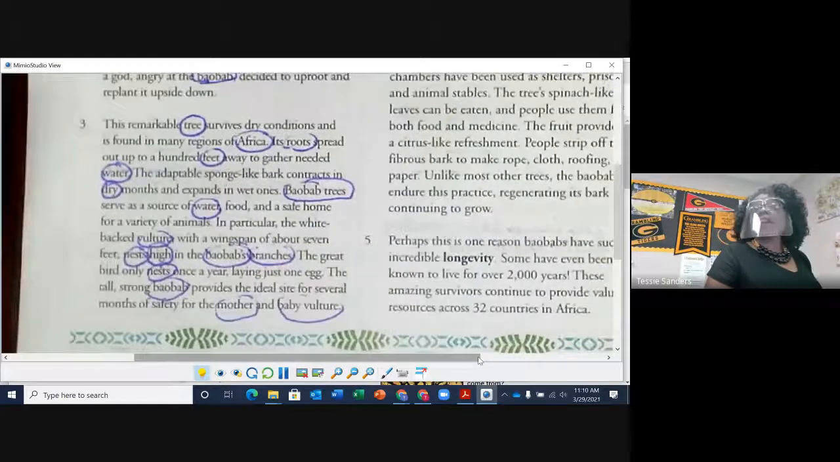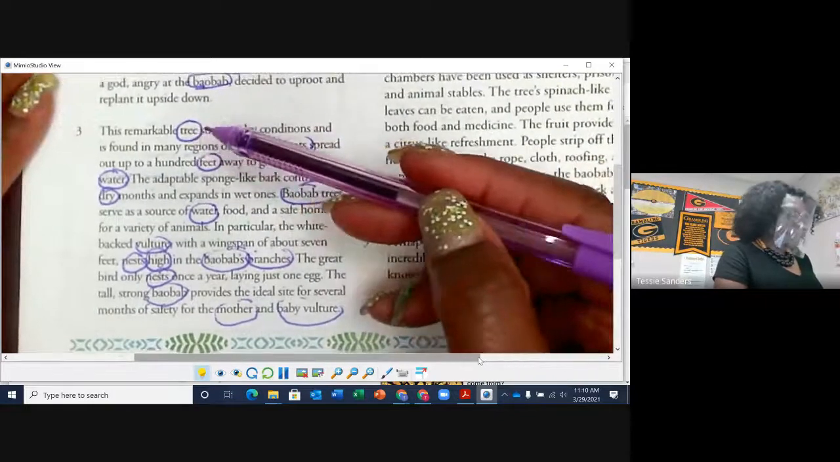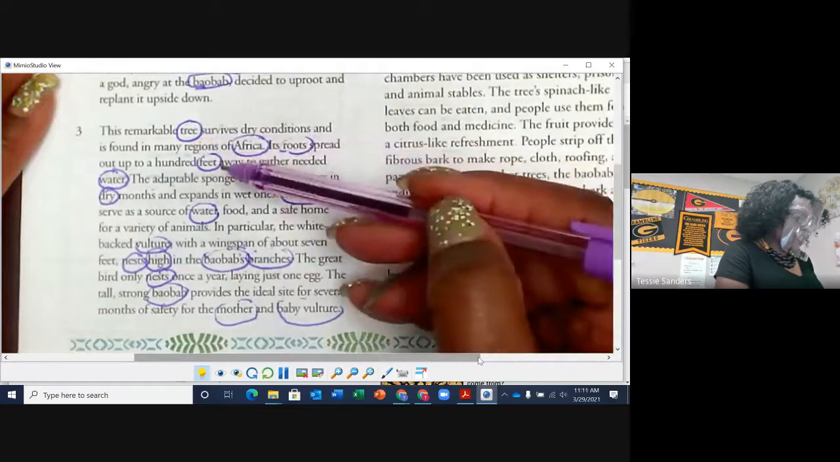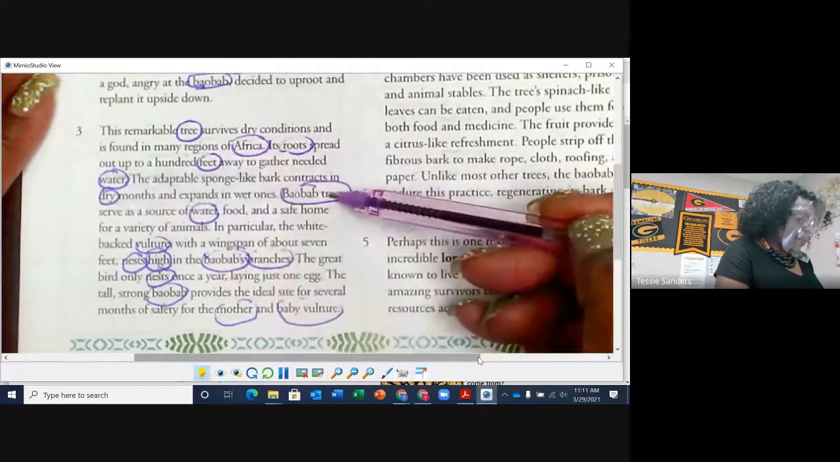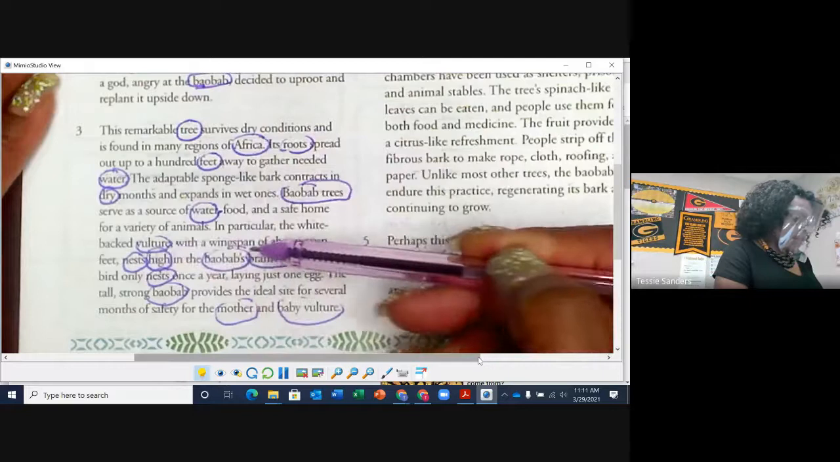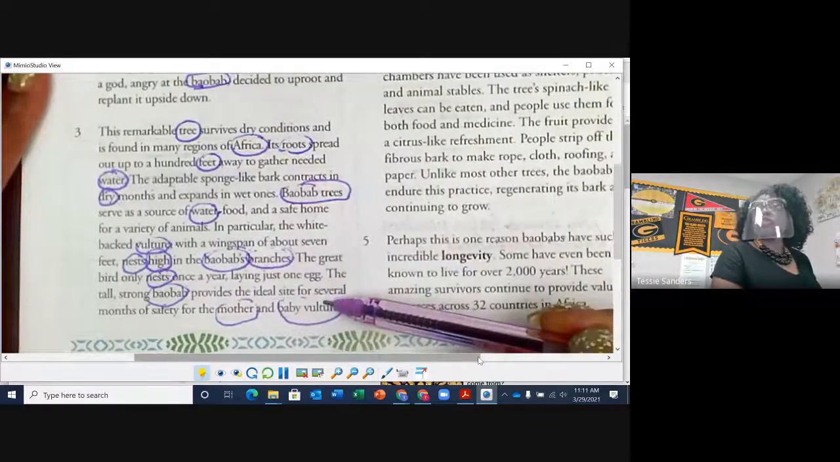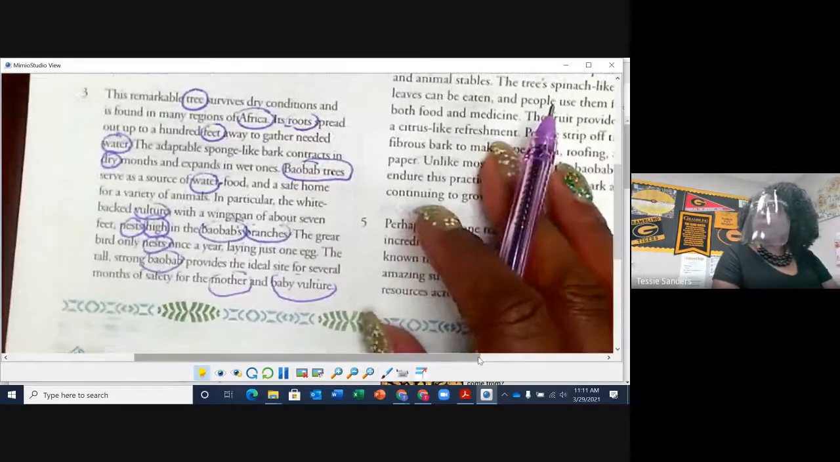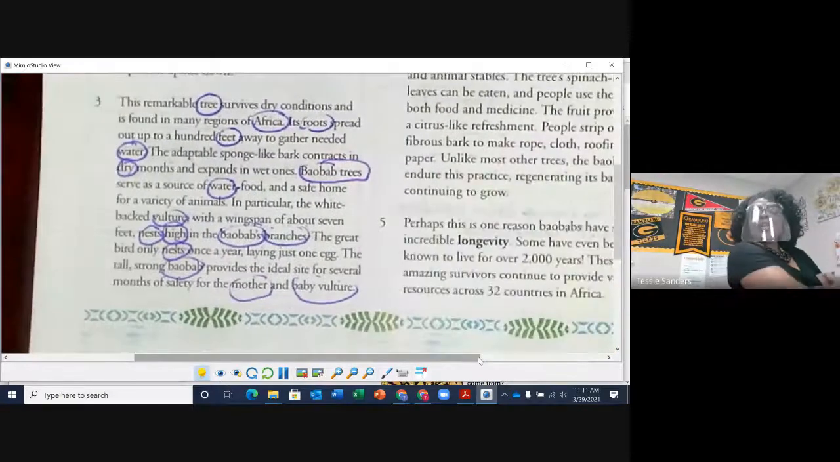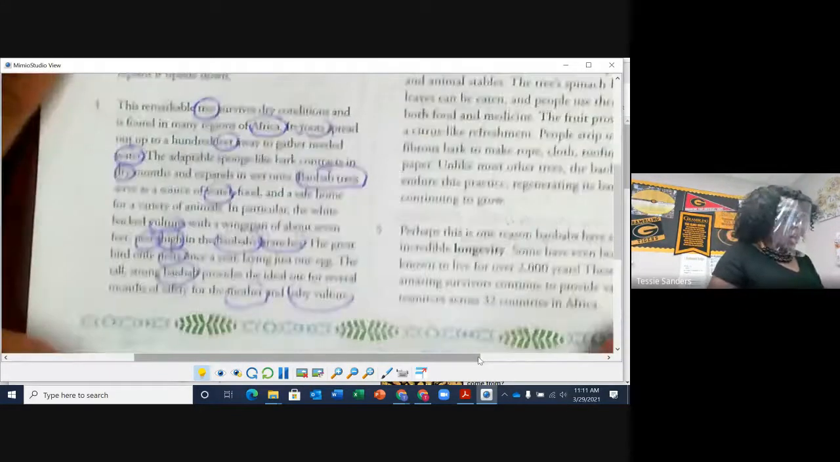So look at paragraph 3. Let's take a look at what we've circled. Tree. Africa. Roots. Feet. Water. Dry. Baobab trees. Water. Vulture. Nests high. Baobab's branches. Nests. Baobab. Mother. Baby vulture. What could paragraph 3 be about? What do you think? It's okay if you don't know just yet. You know why? Because we need to read. And that way we can get a good grasp on what paragraph 3 is about.